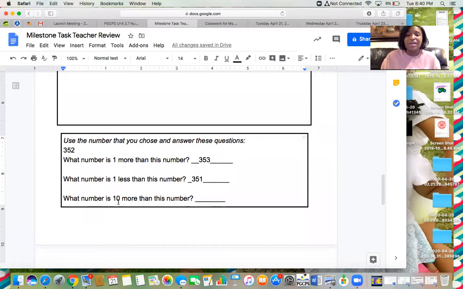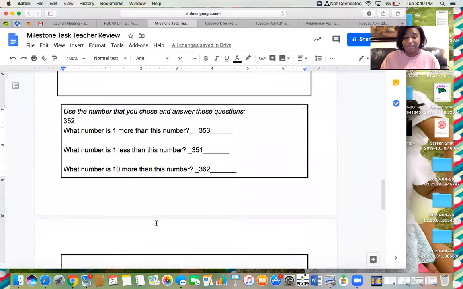Next, it says, what number is 10 more than this number? Since we're looking just at the tens place, I'm going to go to the number 5 right here. I know 1 more than 5 is 6, and that will add 10 more to my number. So that would be 362. We leave the hundreds place alone and the ones place alone. We're only focused on what's 10 more, so the tens place.